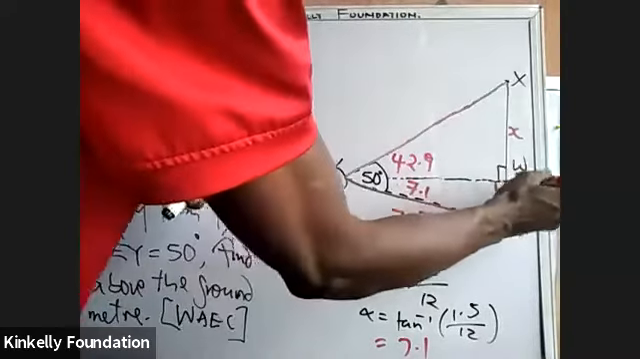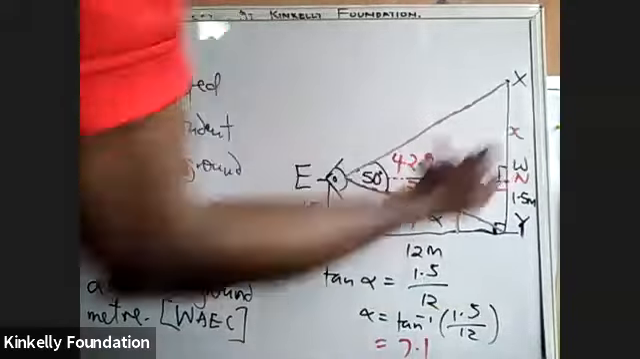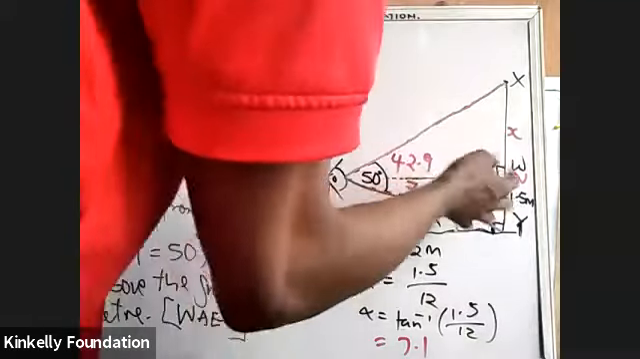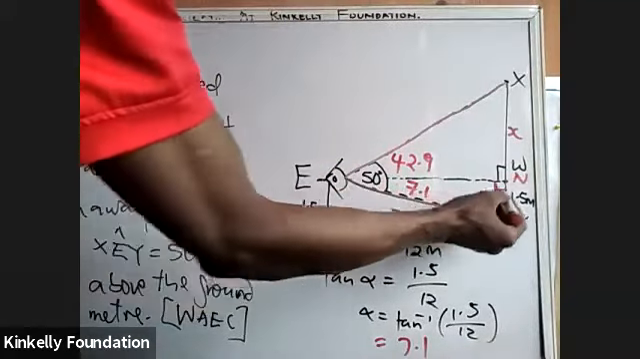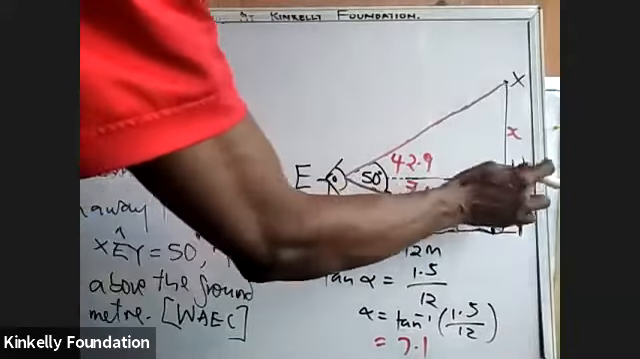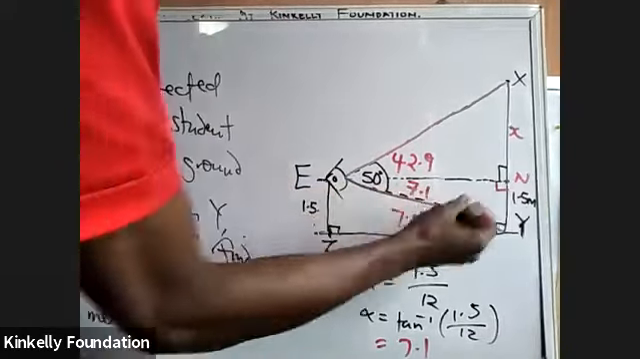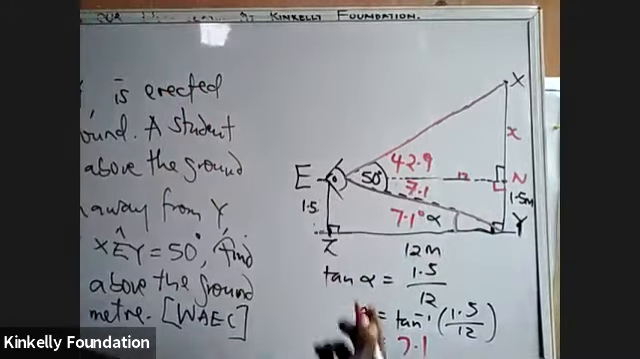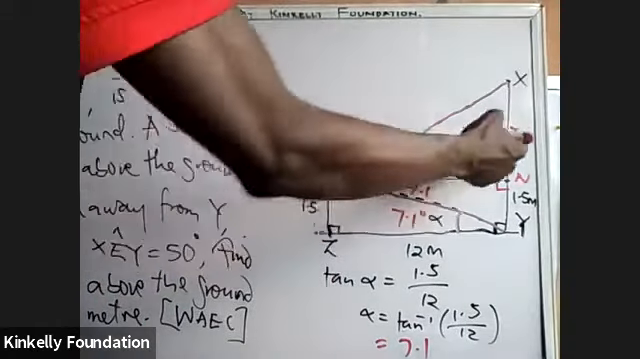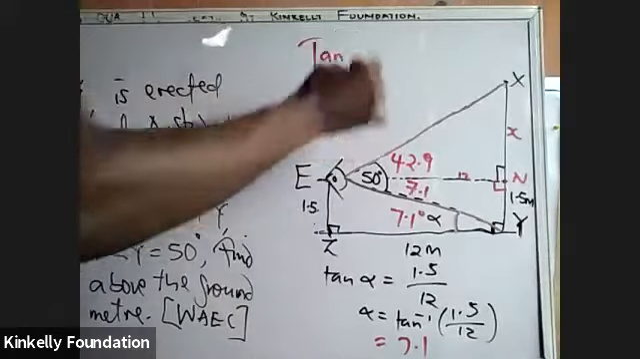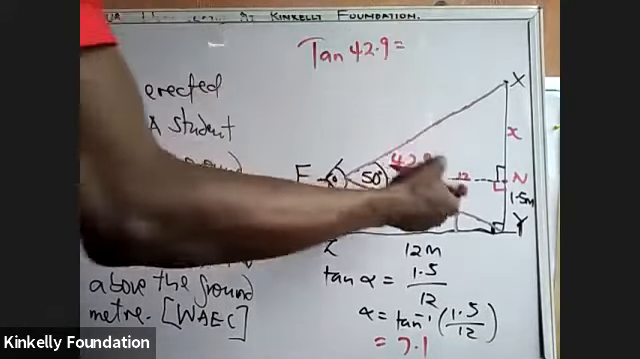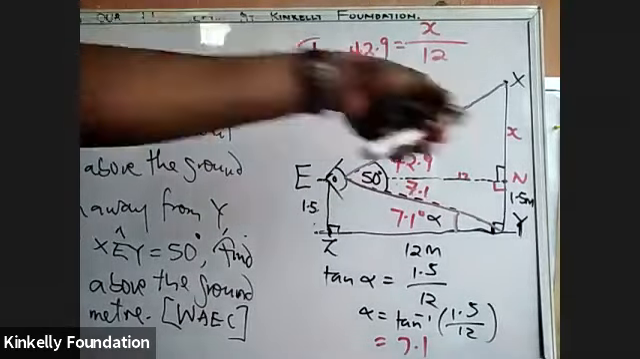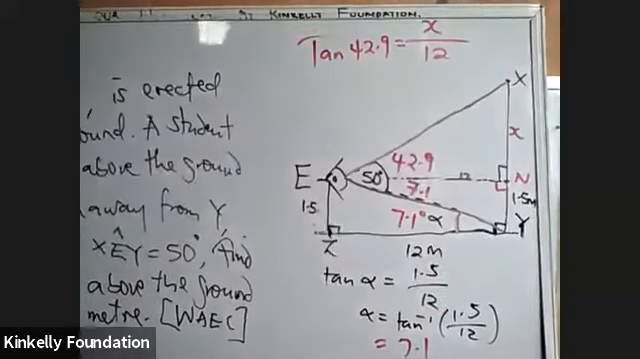Okay. We are now going to use our 42.9 to find the value of this length. Let's call this one N. NX has length x. So let us find this. We now have that this length EN is 12, which is the same thing as the opposite side of a rectangle. Now, to find this x, you see tan 42.9 equals x all over 12, which is opposite over adjacent.